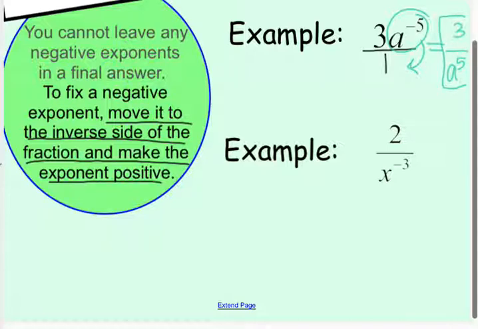The next one, I look at it. It is a fraction. This is negative, so move it up and make the exponent positive. So this one equals 2x to the third.